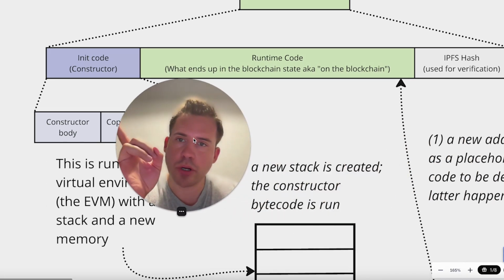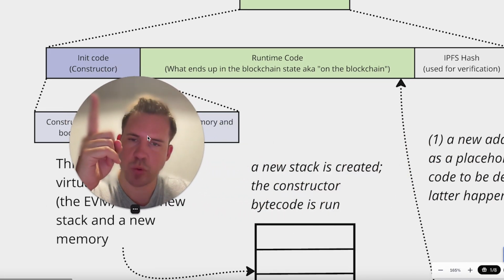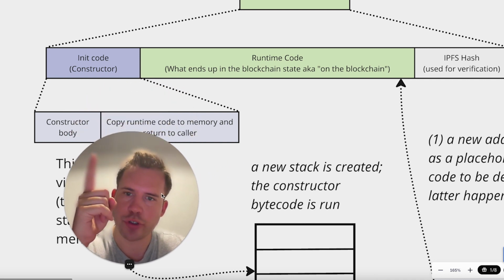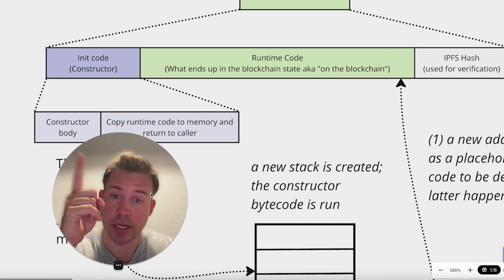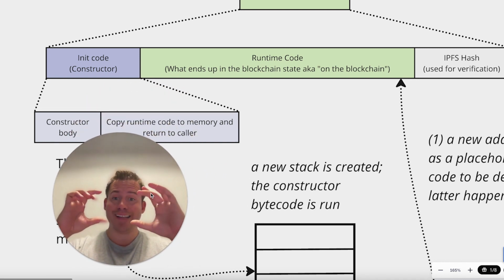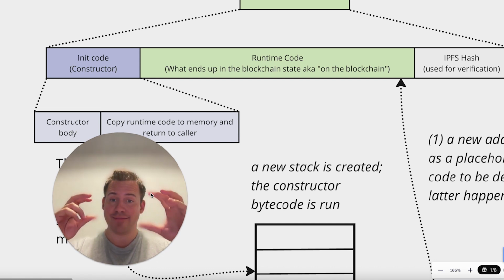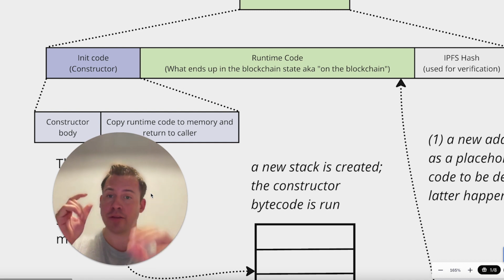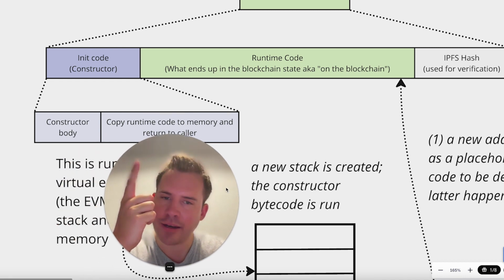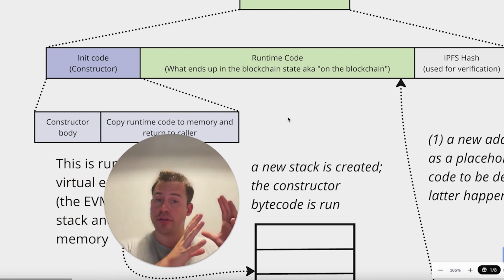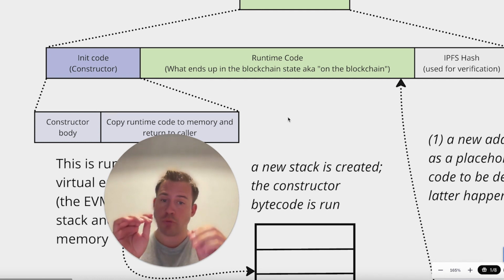Now, during the construction, this is what's run during the constructor. There are two important things. One is the constructor body, which is the actual code inside the constructor. So if you've ever created a contract, you had the constructor, and it does something. If you add a constructor, at least it did something in the body. That's what this is. And then at the end of it, which is what the compiler does for you, it copies the runtime code.